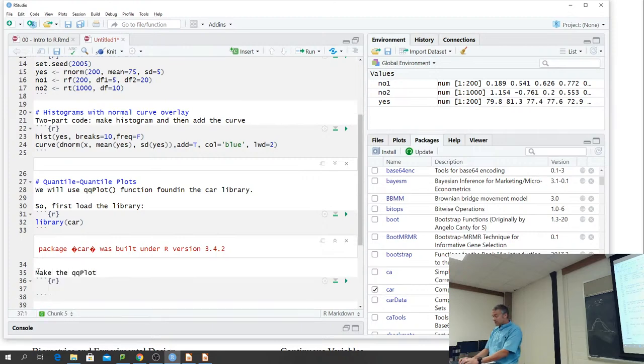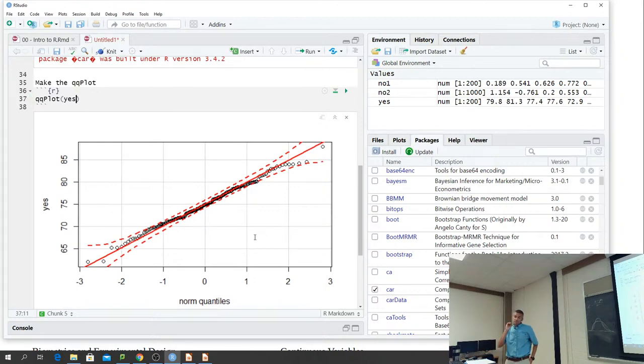So we're going to make the QQ plot using our yes vector. QQ plot of yes. And I'm going to make it, and we get this plot. What this plot is doing, and I've already mentioned it before when we introduced the normal distribution, is plotting the quantiles of our vector versus the quantiles from a normal distribution.